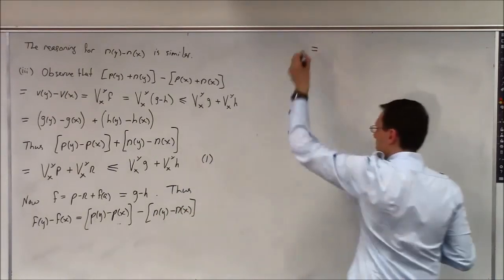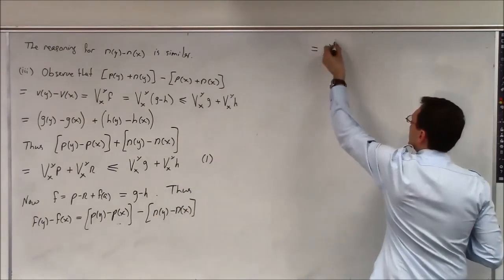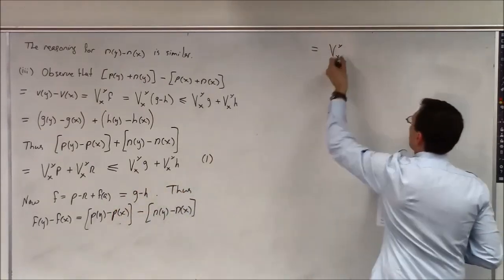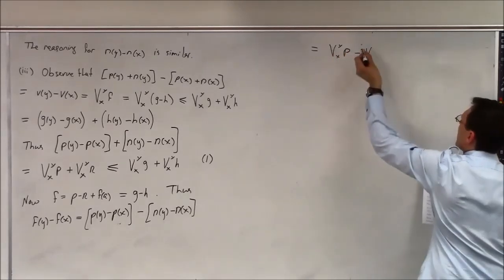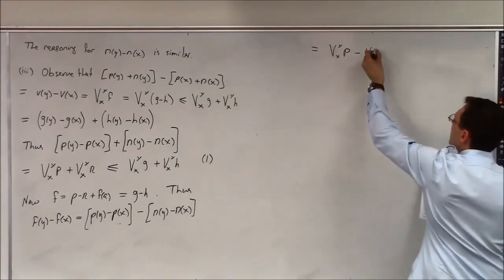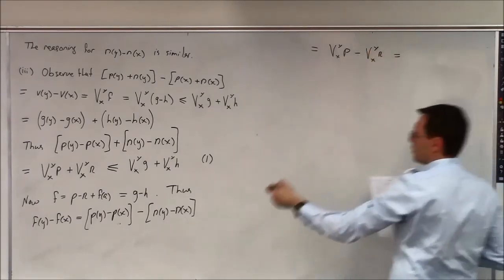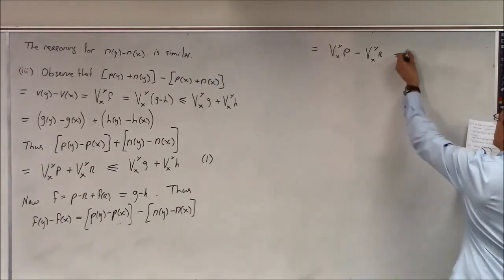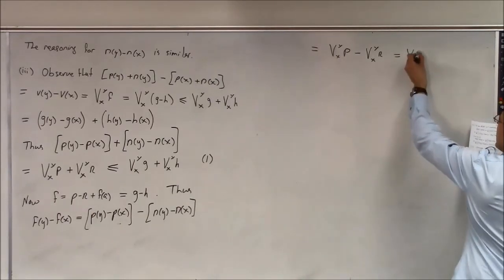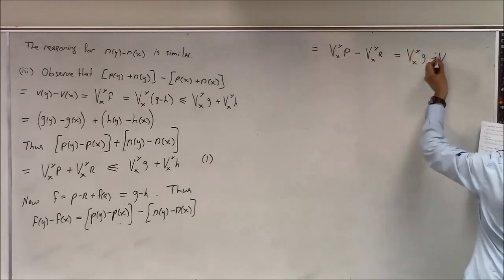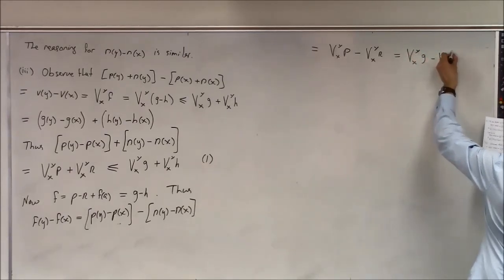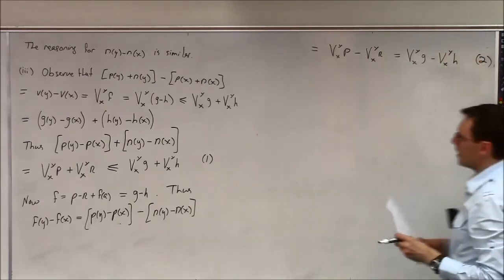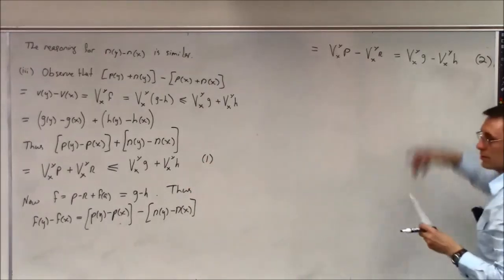And this is simply equal to, because p is an increasing function, the variation from x to y of p minus the variation from x to y of n. Doing the same thing for g minus h, this is equal to the variation V_x,y of g minus the variation V_x,y of h. Okay? And this is equation 2. So we have inequality 1 and equality 2.